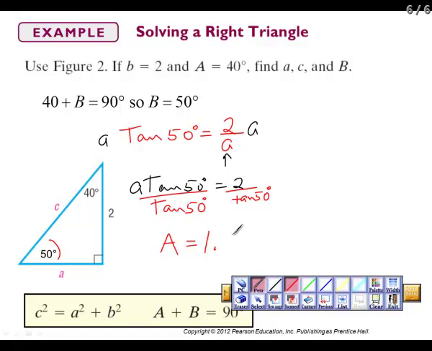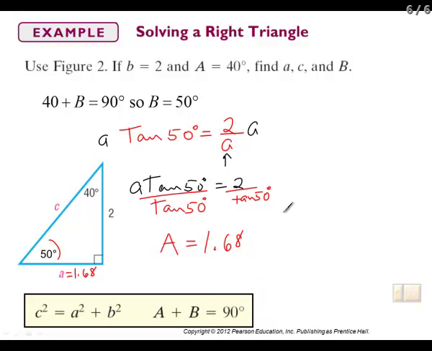So we're going to round that to 1.68. So side A is 1.68. And so now, at this point, we can use the Pythagorean theorem to find side C. And we can say C squared. Now at this point, we can store that value into X and use that. So we're going to store that into X and hit enter. So this is going to be C squared equals A squared plus B squared.